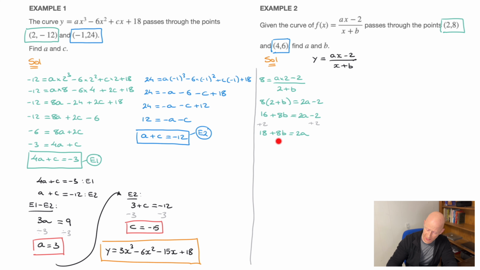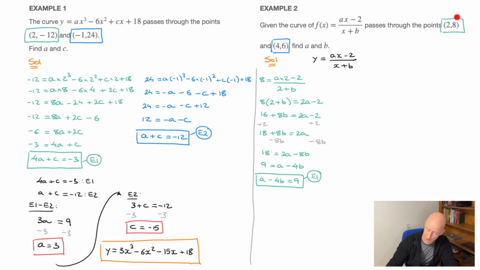And I'll now get rid of this 8b that's being added to the left-hand side, and I'll do so by subtracting 8b from both sides of this equation. So that quickly turns into 18 equals 2a minus 8b. I now notice that every single term has a common factor of 2, so I divide throughout by 2, which leads to 9 equals a minus 4b, which I'll rewrite as a minus 4b equals 9. So let me quickly do that. That's a minus 4b equals 9. And that's my first equation involving the unknowns a and b.